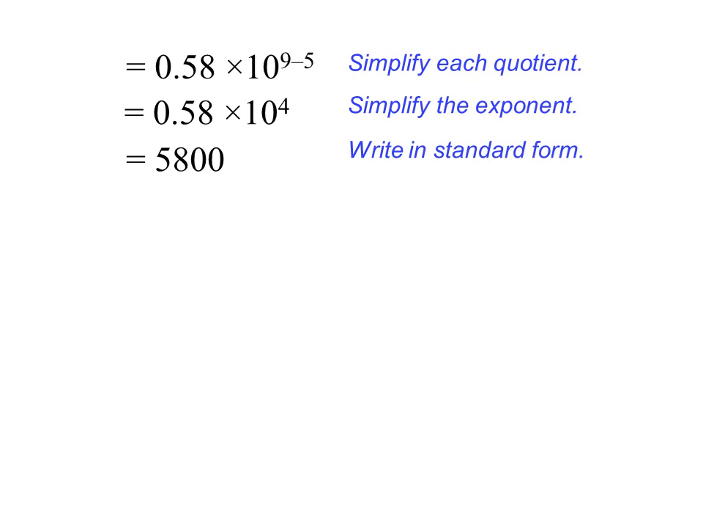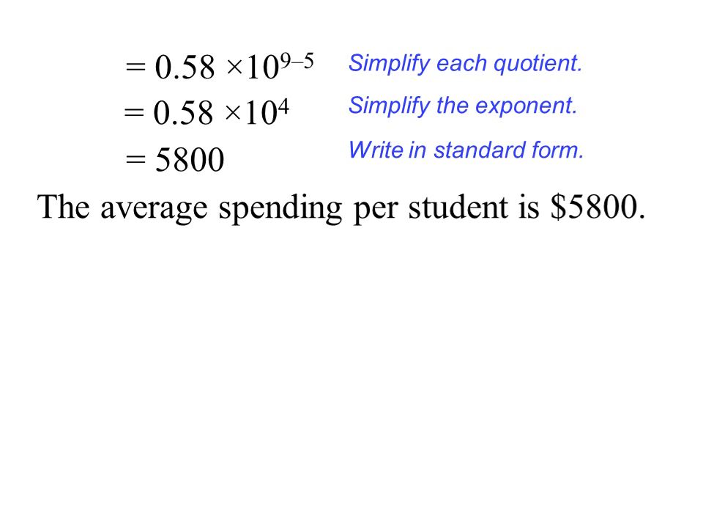It means 0.58 times 10 to the 4th would be $5,800 per student, and that has changed a lot now. At least in our district.